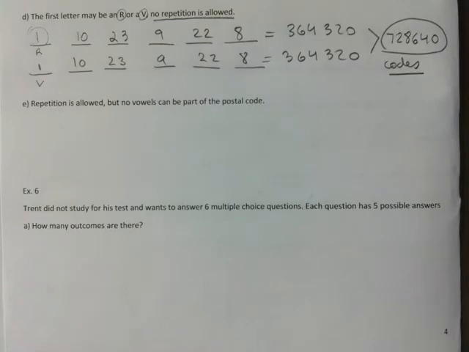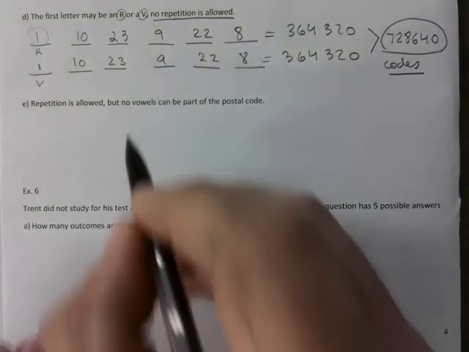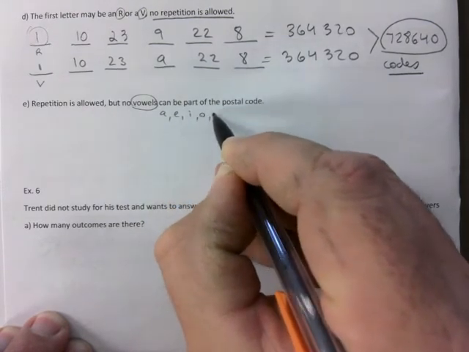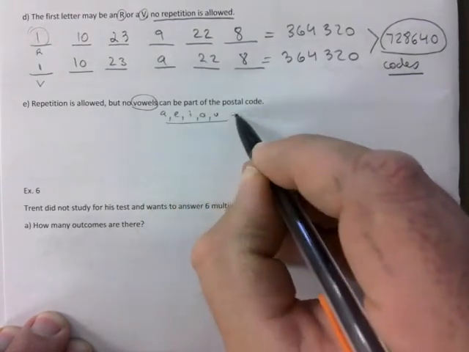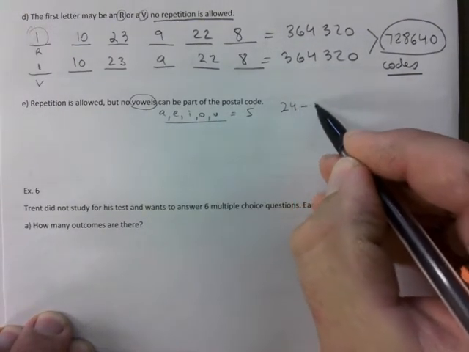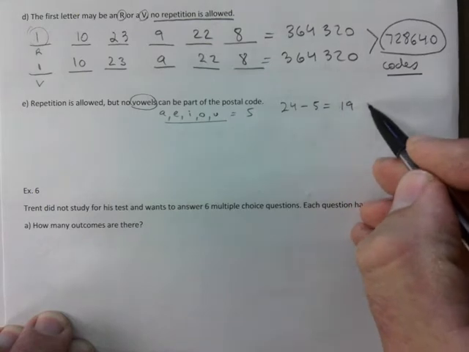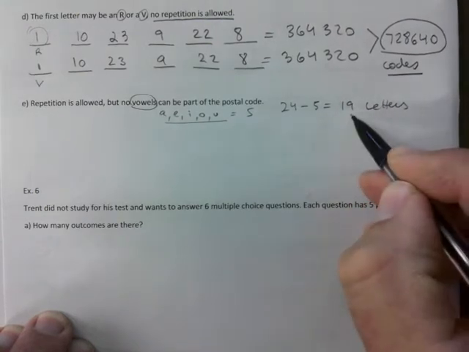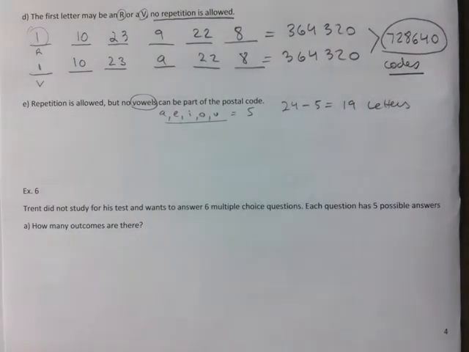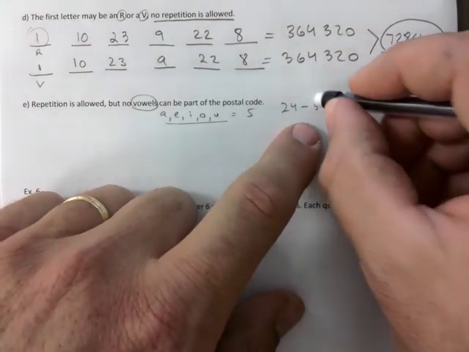Repetition is allowed, but no vowels can be part of the code. I just want you to know, how many vowels are there? 5, right? There's 5 of them. So I started with 24. I need to subtract 5. There's 19 letters. Oh, yes. I did this on purpose. I should stick to my script. I know, so it's minus 3.